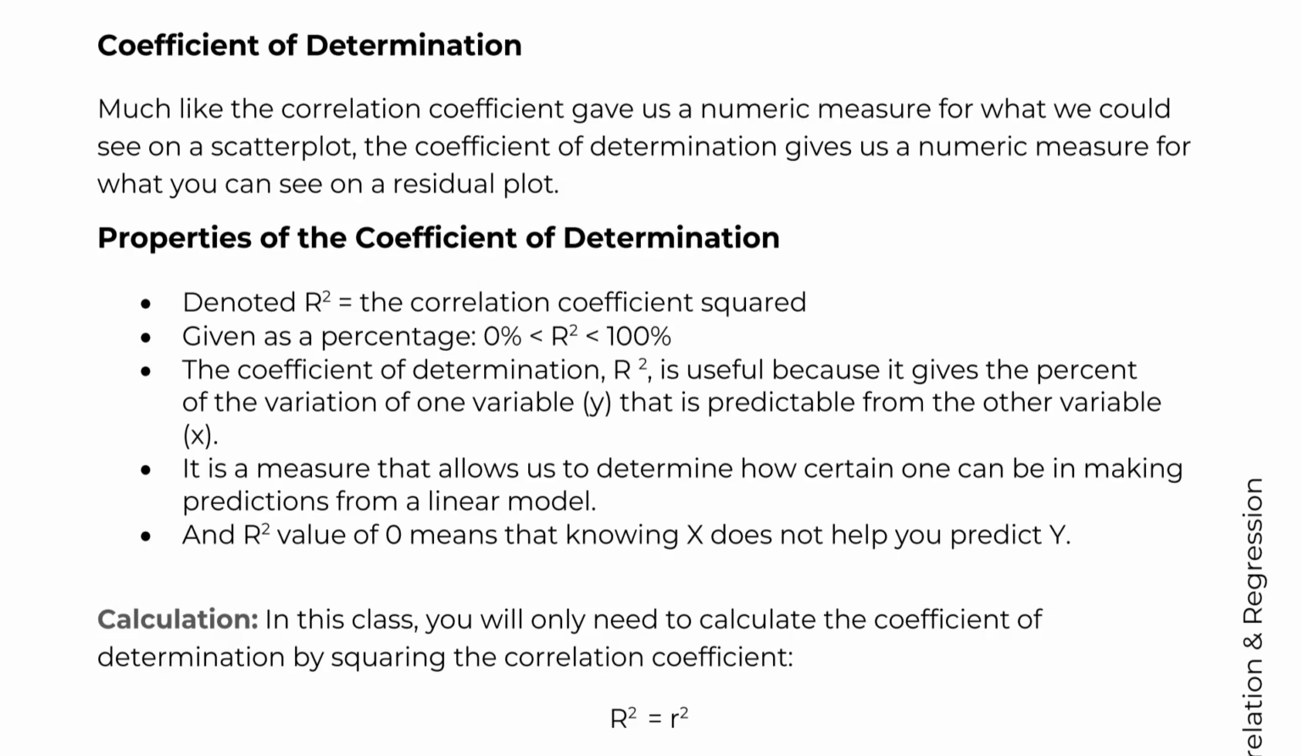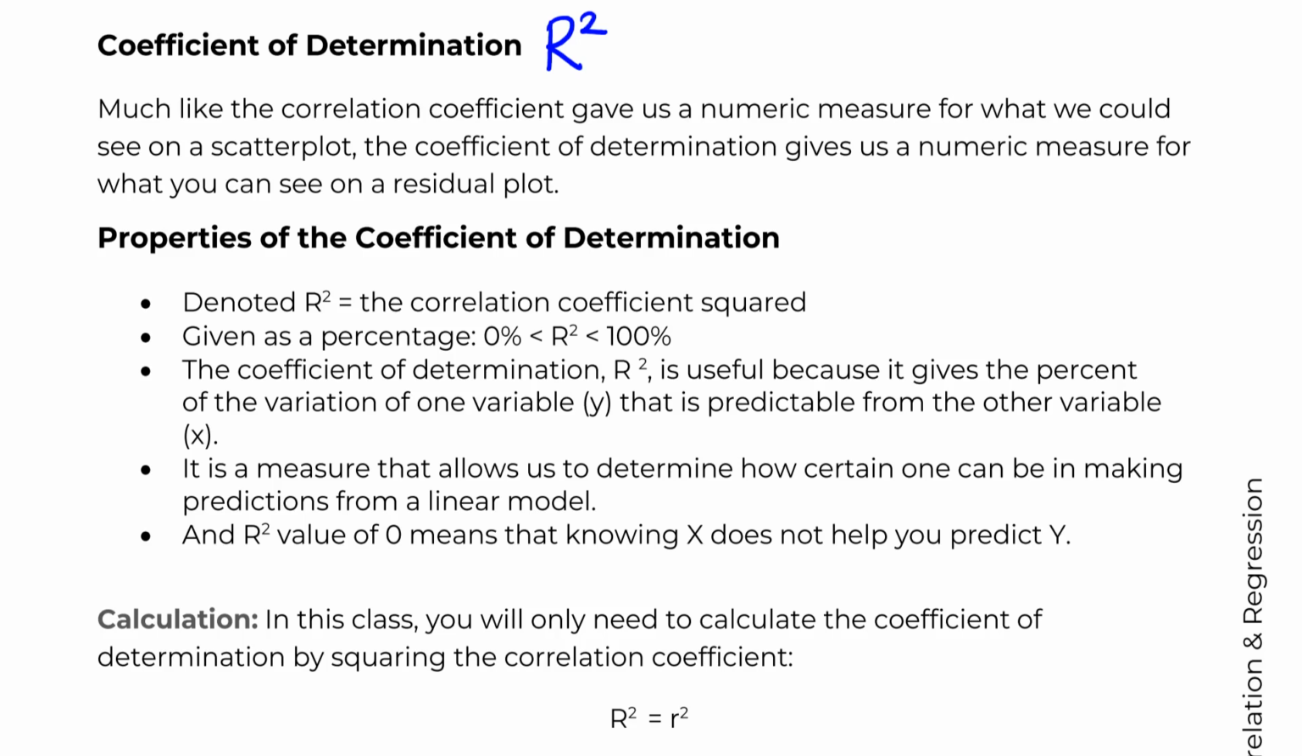And just like for everything else in statistics, if there is a graphical way to display it, there's also a numeric way to just summarize what that graphical display tells us. So that's what the coefficient of determination does. The coefficient of determination is r squared. In fact, almost everyone refers to it as r squared.